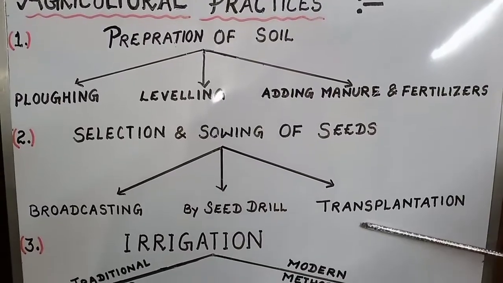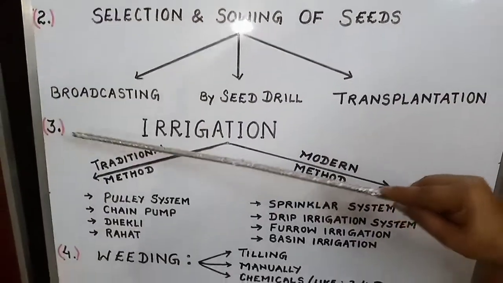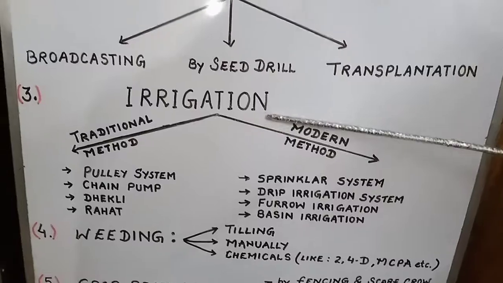Now the next step is irrigation. Irrigation means supply of water.